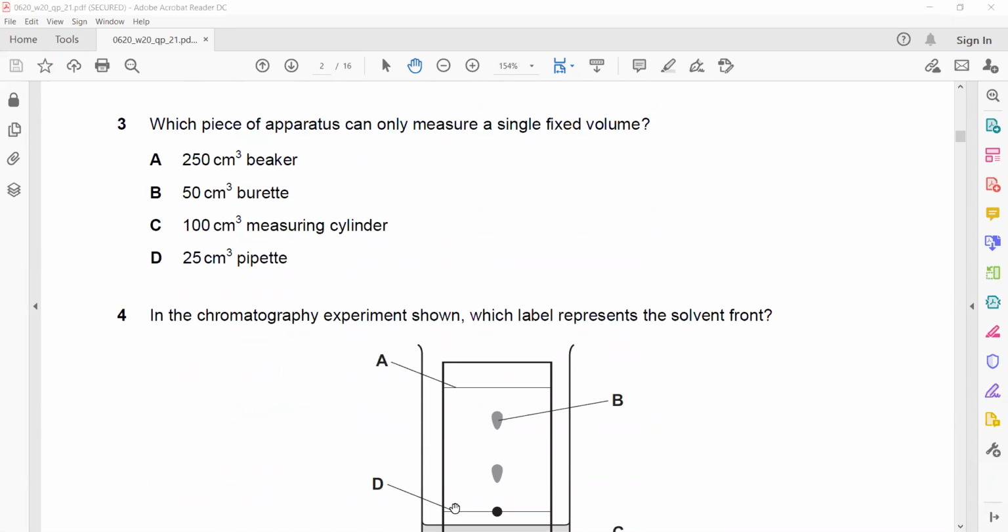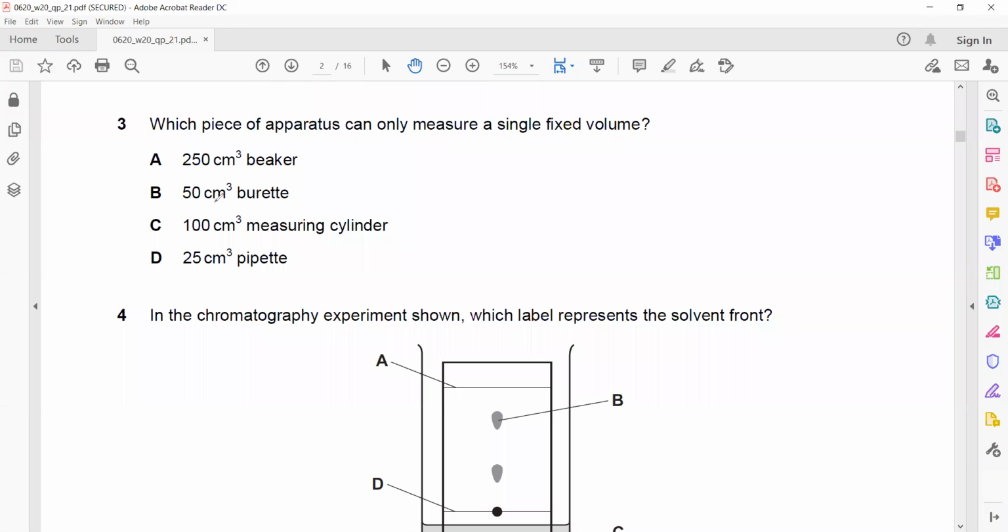Question 3. What could be the answer for question 3? D. Which apparatus can only measure a single fixed volume?